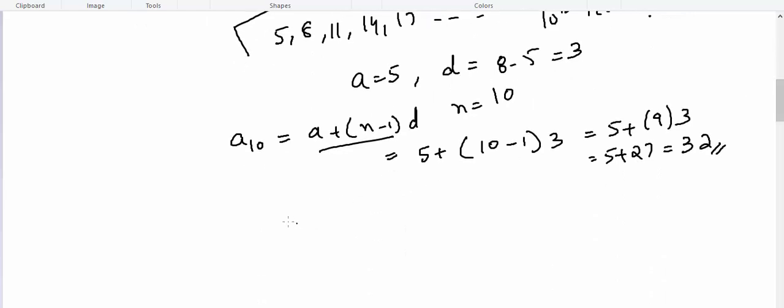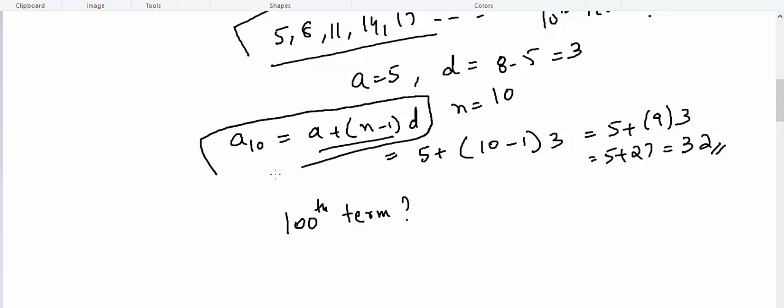Similarly, I can ask you what is the value of the 100th term in this given sequence. It will become very difficult if you start doing it manually, so we just use the direct formula in order to find the 100th term of the sequence.